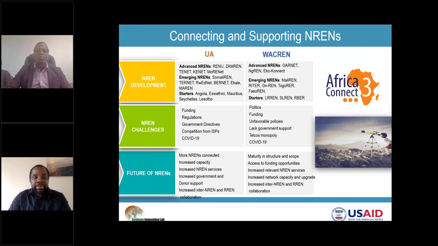And if you look down there on the future of NRENs, we want to ensure that more NRENs are connected, that we increase capacity, but also that we provide services beyond connectivity. And also we want governments to be involved beyond the EU and World Bank, but also to increase collaboration between the NRENs themselves. But we do have challenges along the way as well. And my friend Omo will talk about some of the challenges that we face.